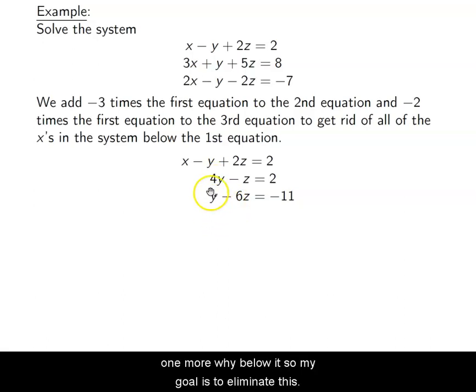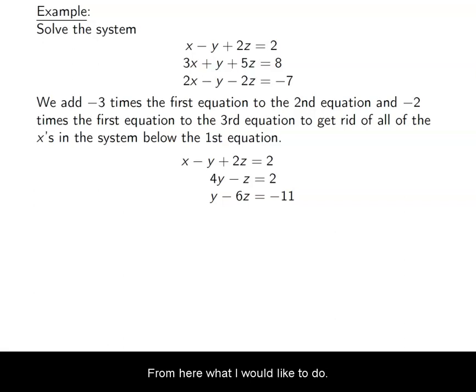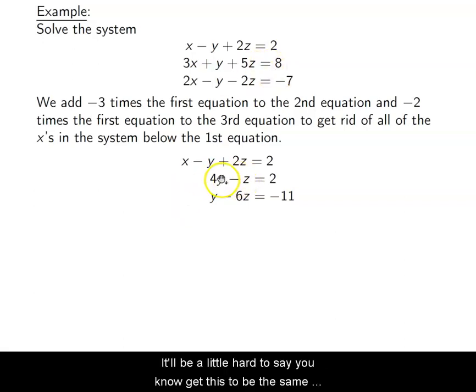So my goal is to eliminate this y and have just z equal some number here, and then it'll be triangular in form, and then I can backwards substitute. So from here, what I would like to do is get this to be the same value here. In order to do that, I'd have to divide this by 4, which is fine, but notice that if I divide this by 4, I get a 1/4 here and a 1/2 here.